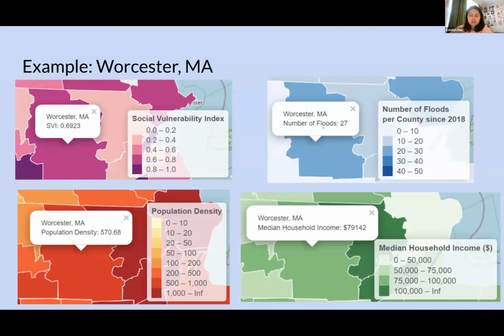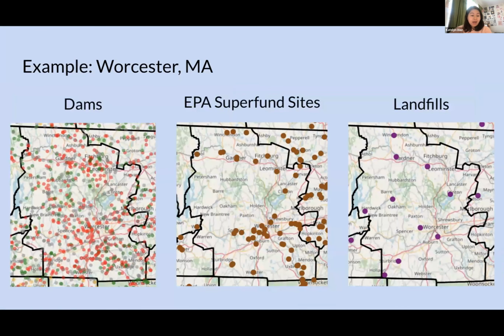So using Worcester, Massachusetts as an example, we see that it has an SVI of 0.6923, a number of floods since 2018 of 27, a population density of 570.68, and a median household income of $79,142. We see a high concentration of dams, both active and inactive. Additionally, a high concentration of EPA Superfund sites and 2 landfills, which is not a lot, but still significant.